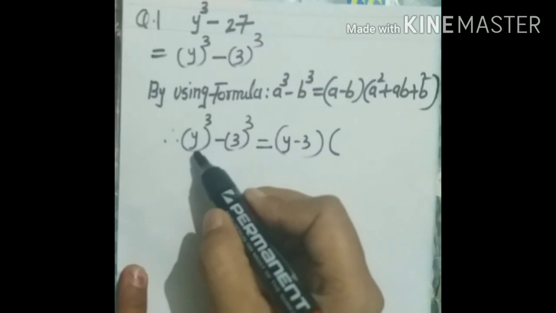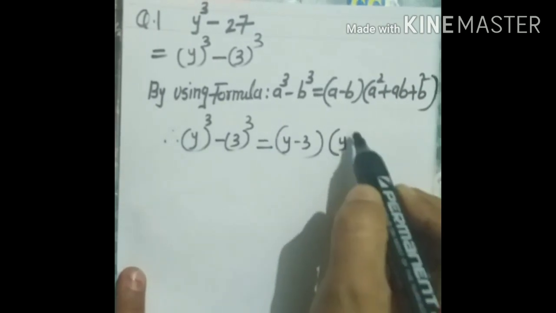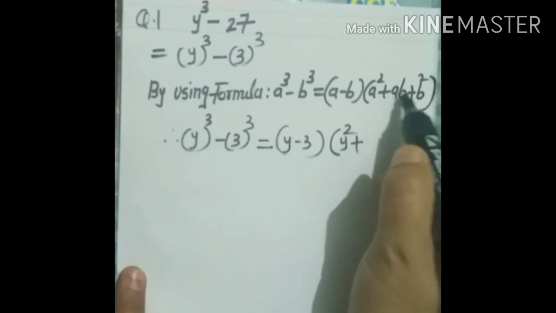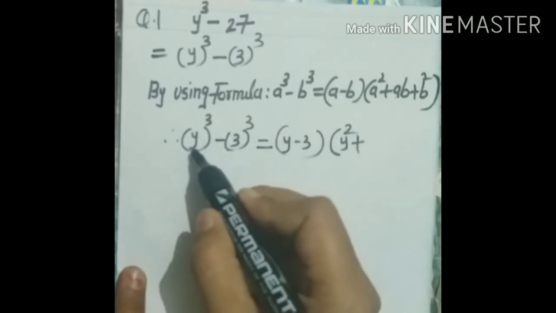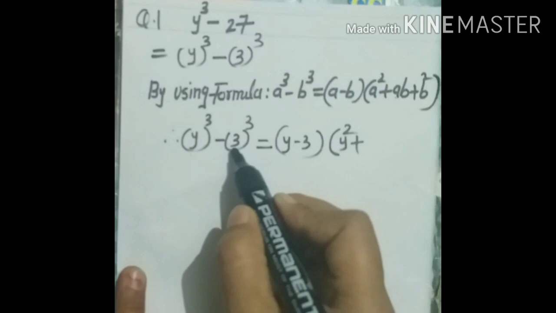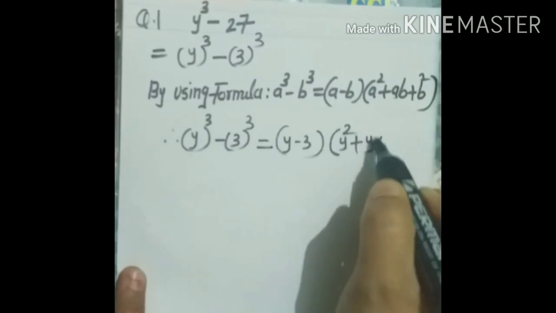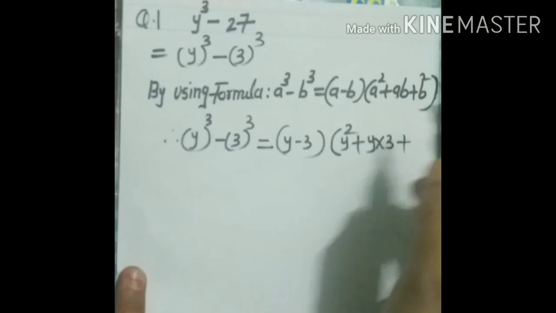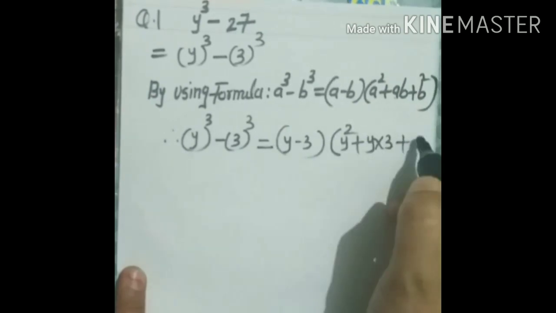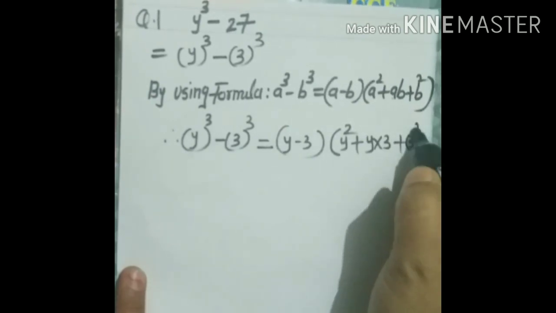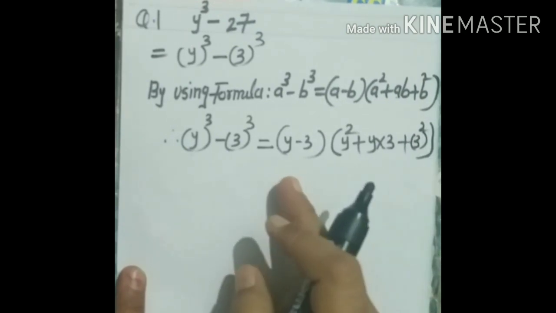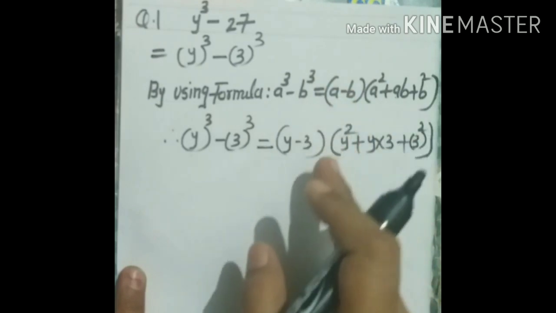A means what? y. So y square plus ab means a into b. What is your a? y into 3. y into 3 plus b square. What is b? 3. So (3) whole raised to square, close the bracket. We expanded according to the formula.